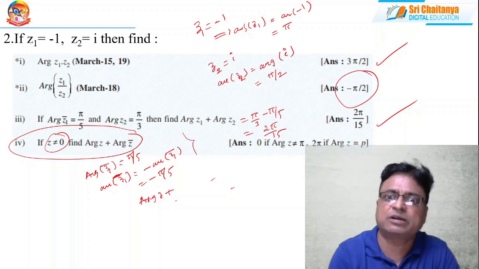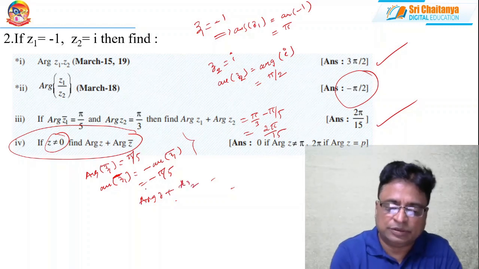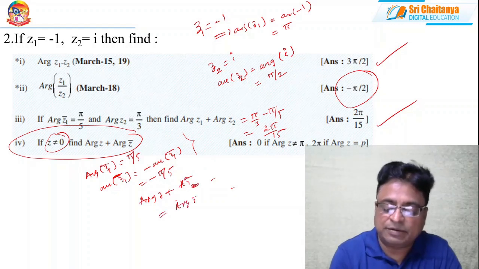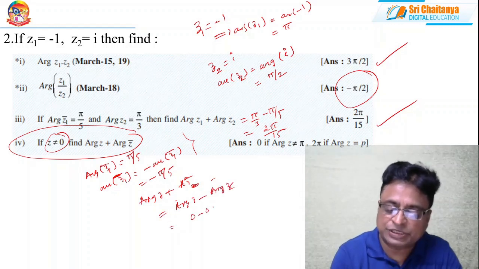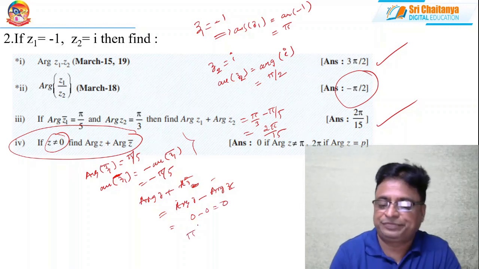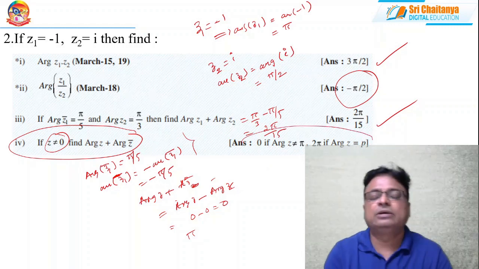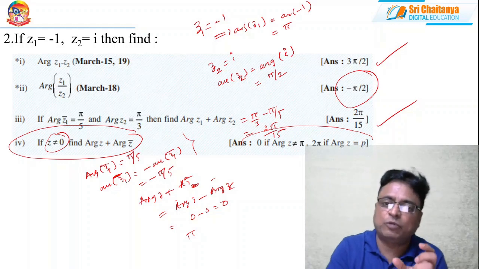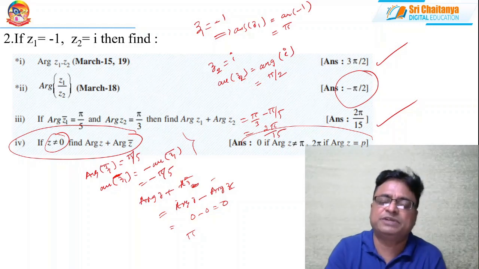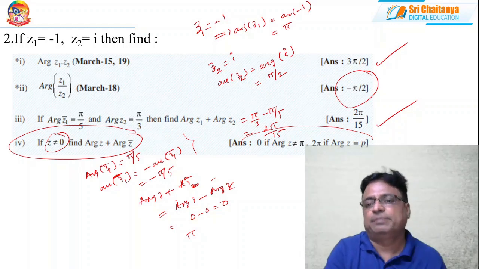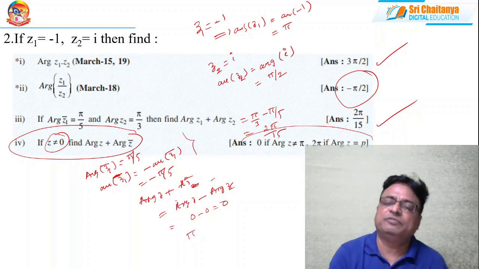So argument of Z plus argument of Z bar is equal to argument of Z minus argument of Z. So it is 0 minus 0 is equal to 0, or it may be pi. Because everything depends upon what? The real and imaginary parts. If both are positive, then the answer should be argument of Z minus argument of Z bar is 0. If at least one is positive and the other is negative, then it is what? Pi. That's why the fourth problem is very, very important for me.